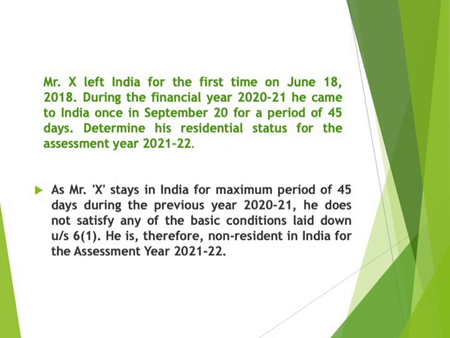So, just look at the solution once. As Mr. X stays in India for a maximum period of only 45 days during the previous year 2020-21, he does not satisfy any of the basic conditions. So, therefore, what is he? Yes, you are absolutely right, he is a non-resident of India for the assessment year 2021-22. Is it clear? Yes.